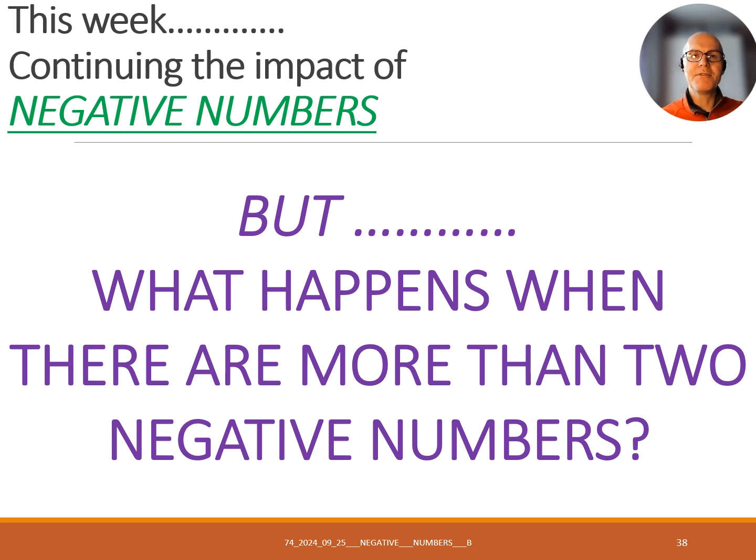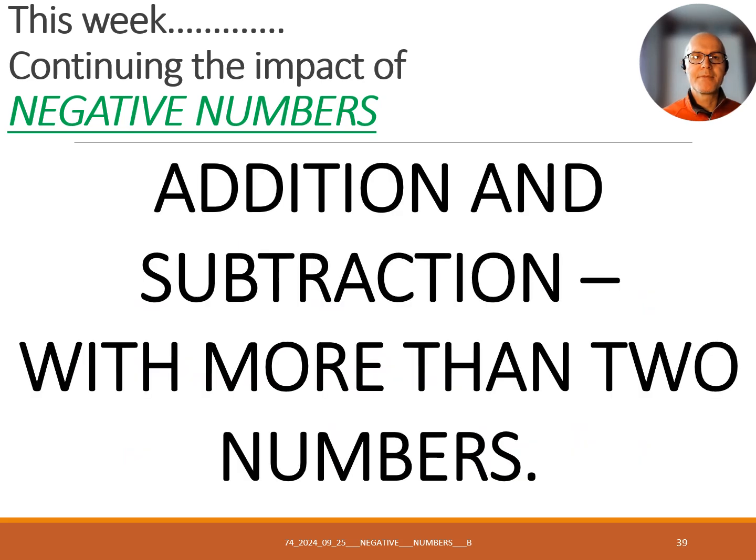But what happens if the formula has more than 2 numbers? Let's look at that scenario. We'll start with addition and subtraction. Remember, BODMAS applies, so we're going to start from left to right.